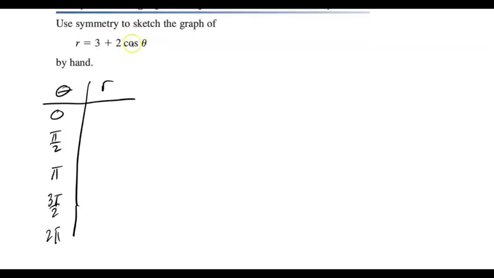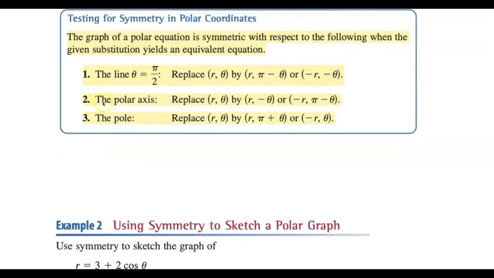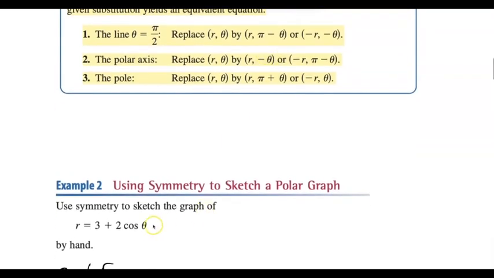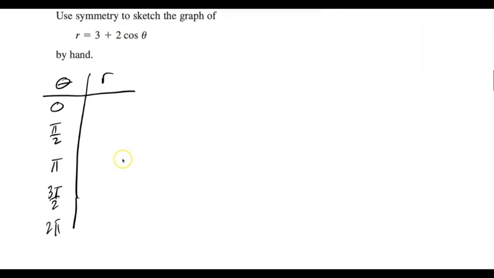Now this is a cosine graph, so anything that's negative will be even. We could use this. If we're looking at symmetry, that would be symmetric over the polar axis, because if I plug in a negative theta, I just get the same cosine. So it should be symmetric over the polar axis. We'll see how it goes. On the first one, just plug it in. Cosine. We'll just do main points here.